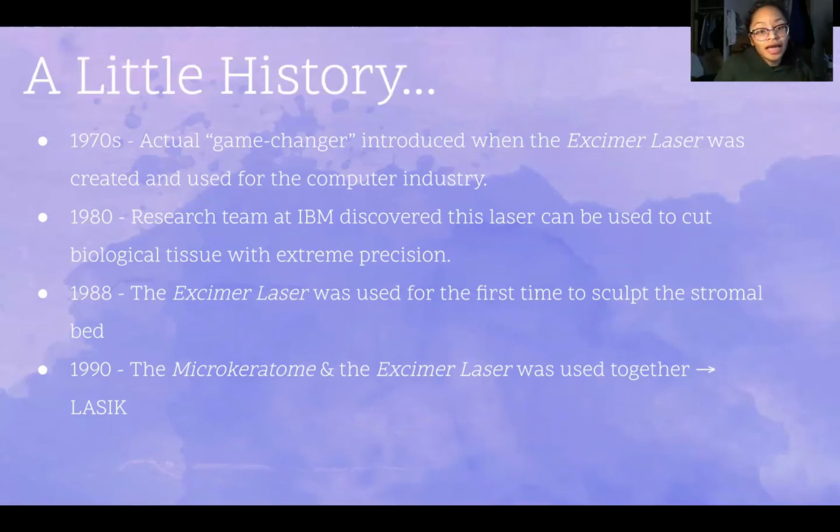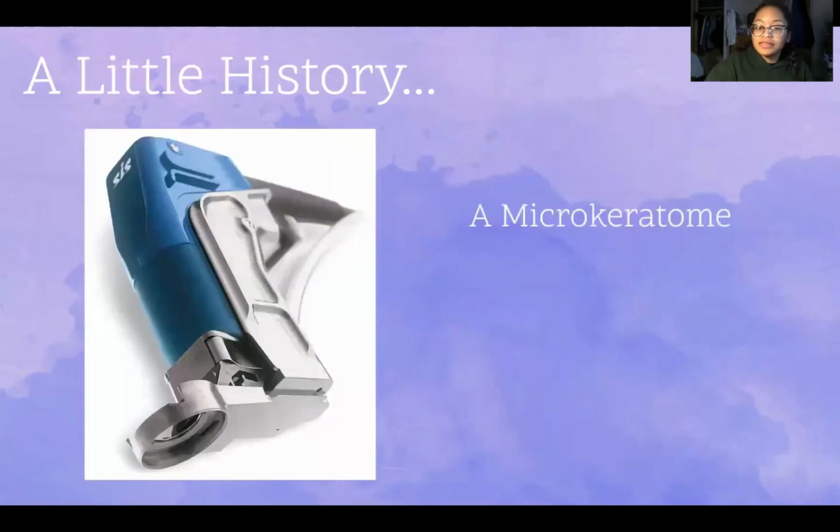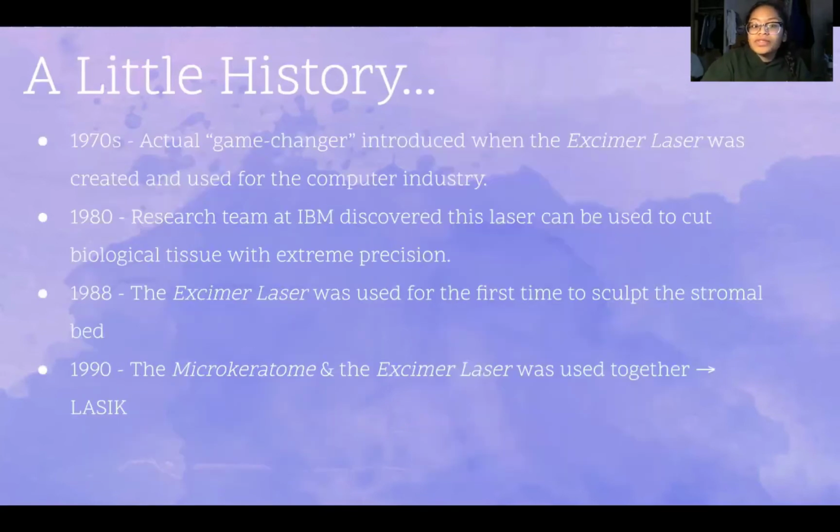In 1988, the excimer laser was used for the first time to sculpt the stromal bed. And then in 1990, the microkeratome and the excimer laser were used together. So this diagram was introduced into the equation and resulted in LASIK eye surgery.